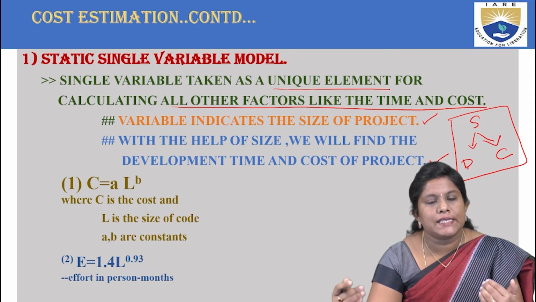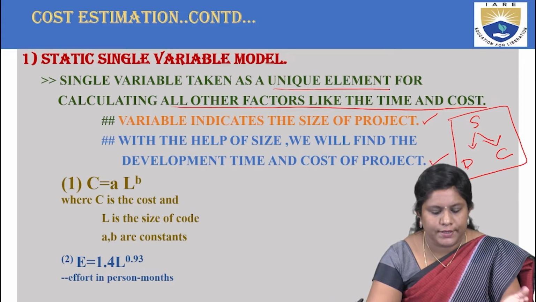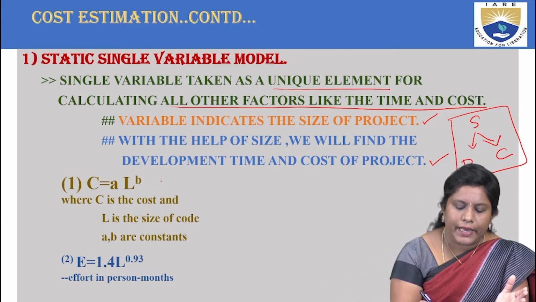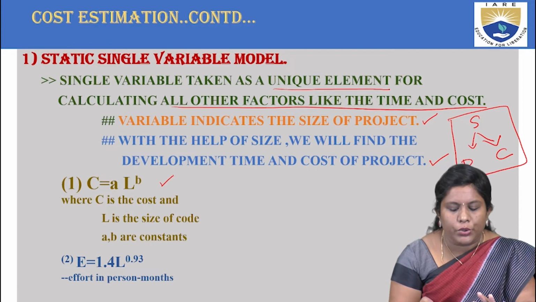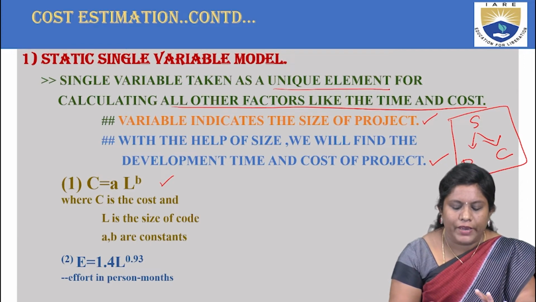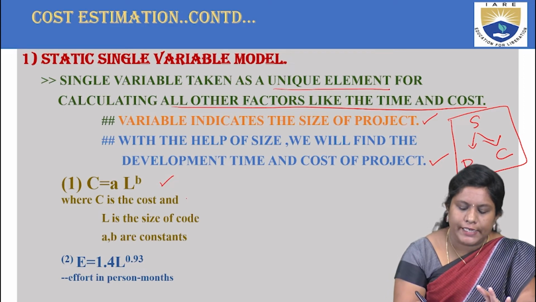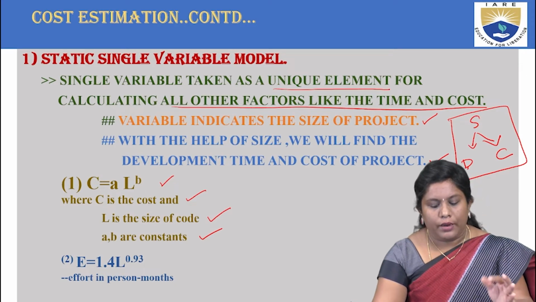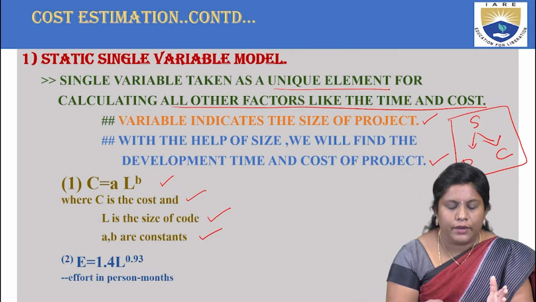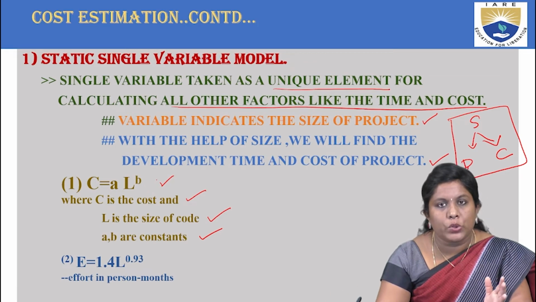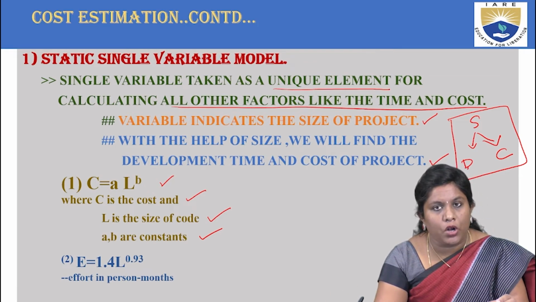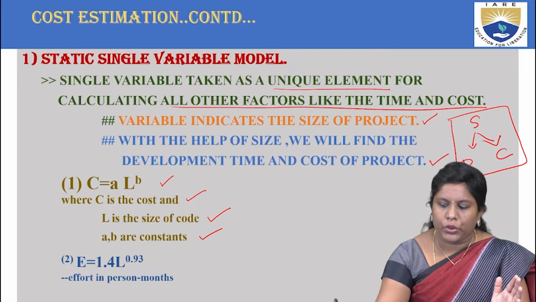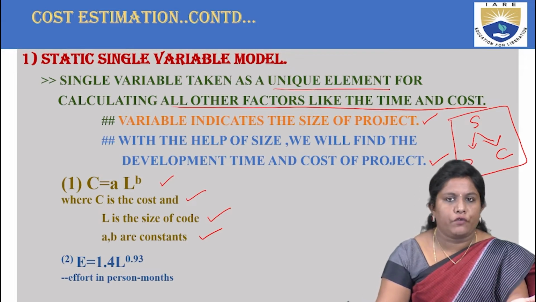Basing upon that only, we can decide how efficient our model is. Okay. So first you are given a formula, that is C = A L^B, where C is the cost, L is the size of the code, and A and B are constants. So to calculate the cost, you are supposed to take the product of A and L to the power of B. So here A and B are constants, C is the cost, and L is the size of the code. Size of code is nothing but the lines of code.